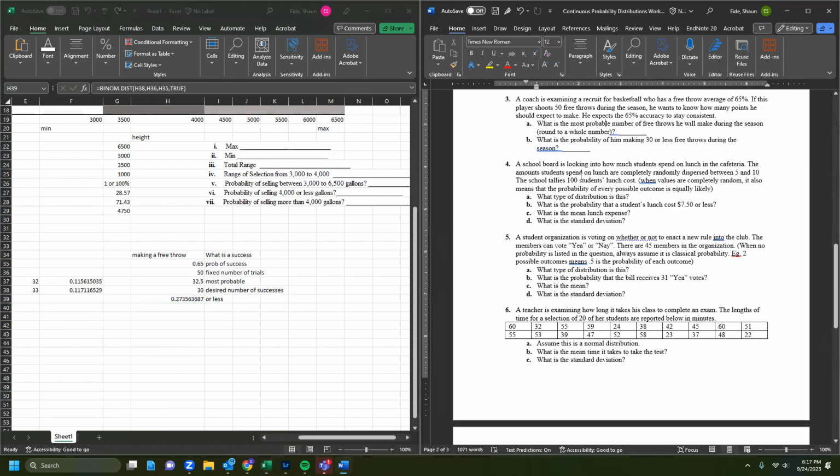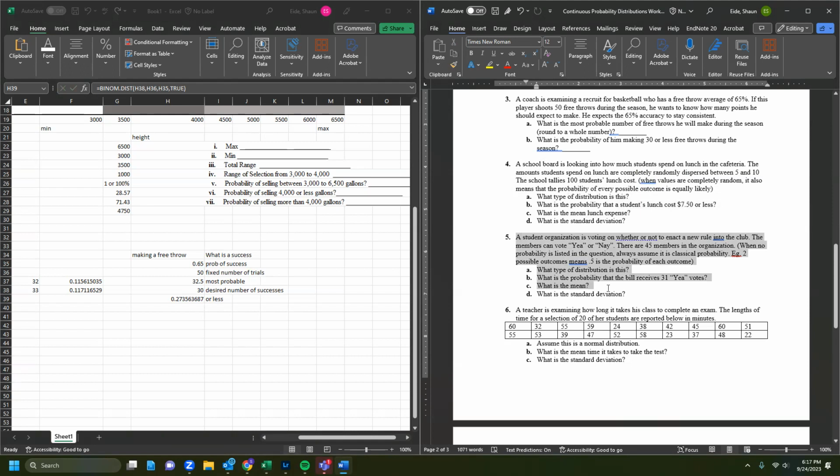Okay, let's look at a few more. A school board is looking into how much students spend on lunch in the cafeteria. The amount that they spend on lunch is completely randomly dispersed between 5 and 10. When it's random, remember that word means something very specific: it essentially means it's uniformly distributed. Randomly means everyone's got an equally likely chance. So you can do the same thing with uniform.